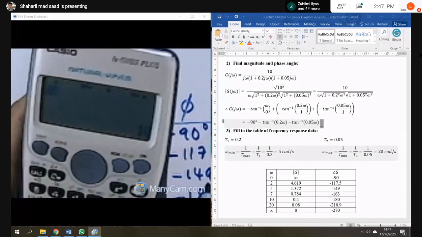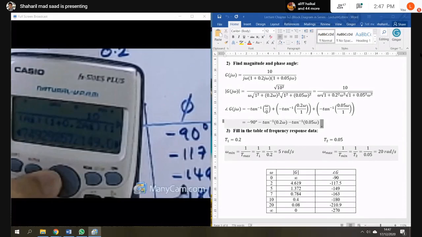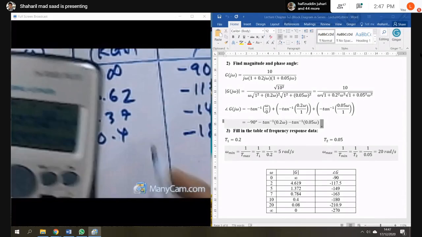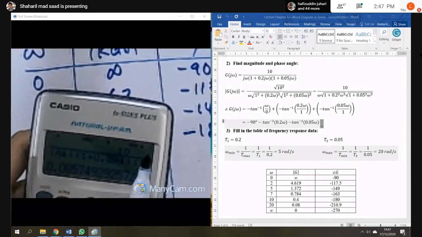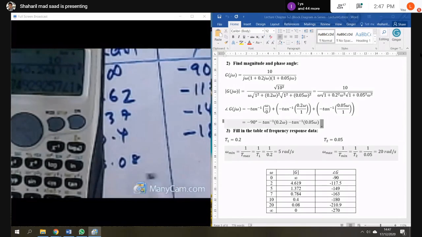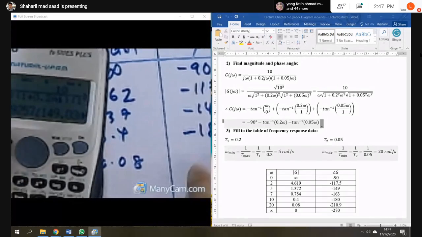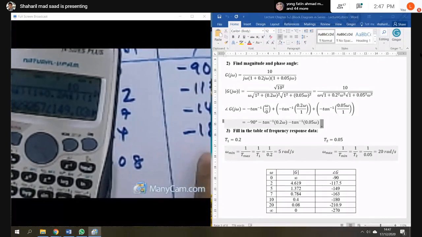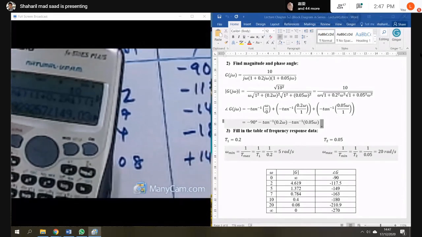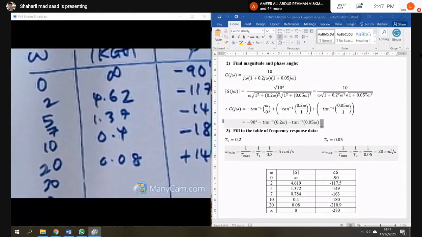Calculate again, omega equal to 20. When you put in 20, what you get from your calculator is 0.08. However, the phase angle you get is plus 149. That is why I put it.